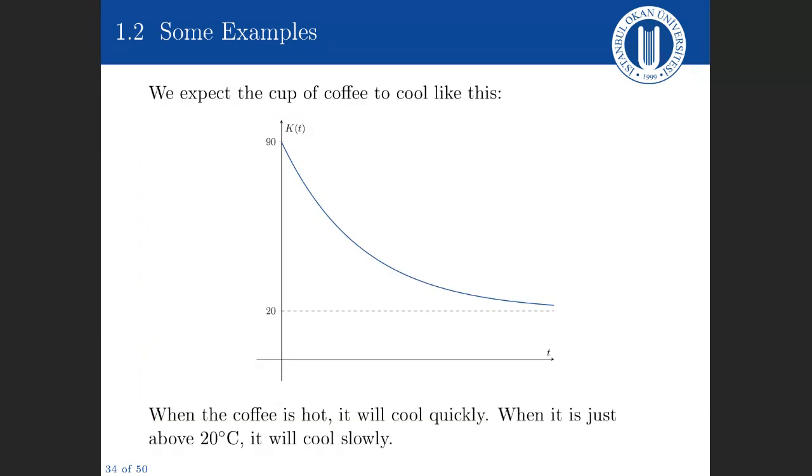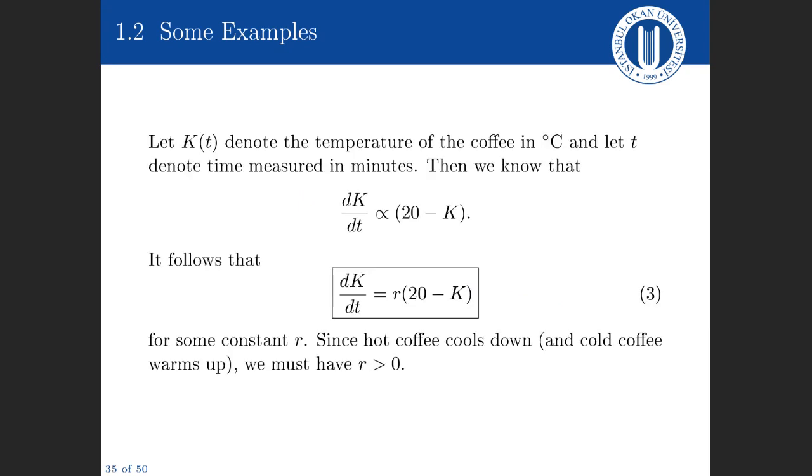Okay, now we can expect that the coffee cools something like this. At the start, when the coffee is very hot, we'd expect the temperature of the coffee to cool quite quickly. But when the temperature of the coffee is just a little bit above the temperature of the room, we'd expect the temperature of the coffee to cool more slowly. So we'd expect to have some sort of curve like this. This is what Newton's law of cooling says.